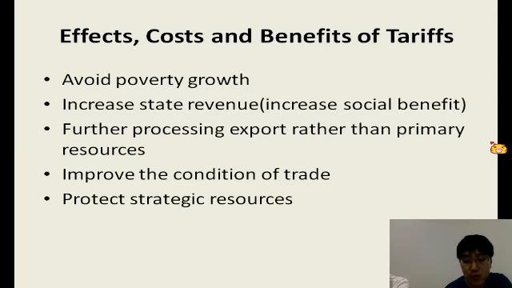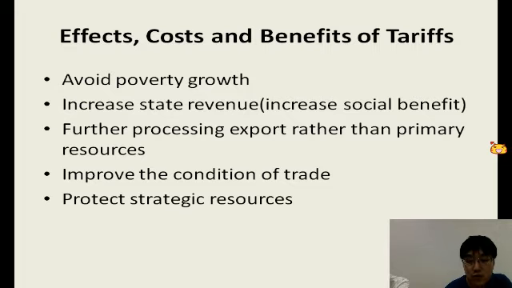The export duty can also be used to protect strategic resources for exporting countries, since businesses are always targeting profitability and many businesses may ignore sustainability when chasing interest.